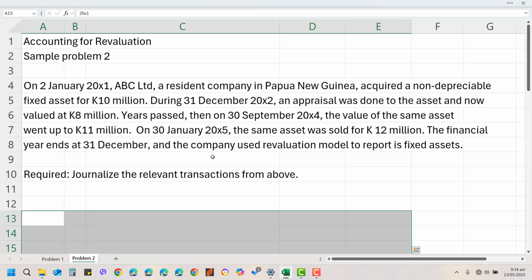Now let's try almost the same problem, but here the difference will be, so still you purchase 10 million kina worth of property or fixed asset. Appraisal of this, it went down to 8 million, but on 30th September, the same asset went up to 11 million. Okay, and on 30th January of the next year, you sold it at 12 million kina. Same, our financial year end will be 31st December, and we use the revaluation model for fixed assets.